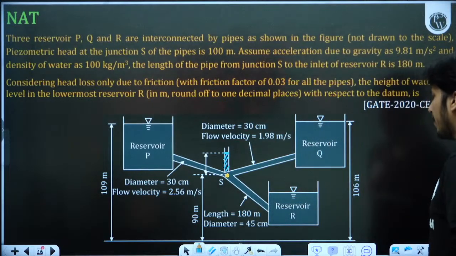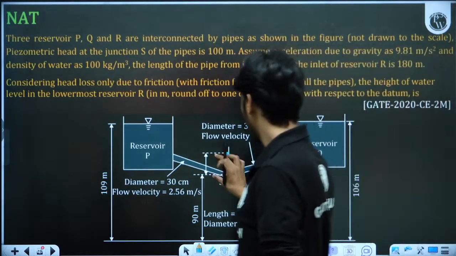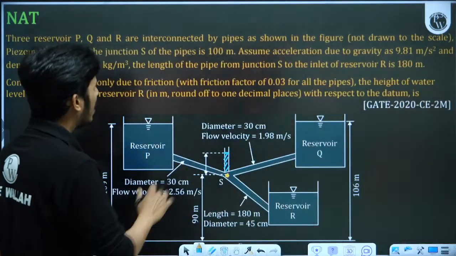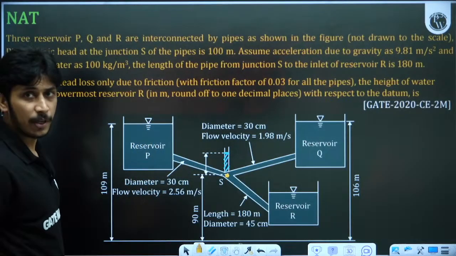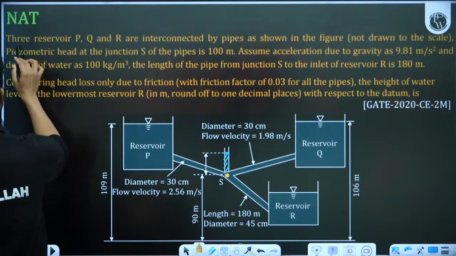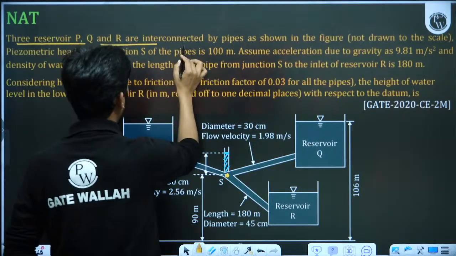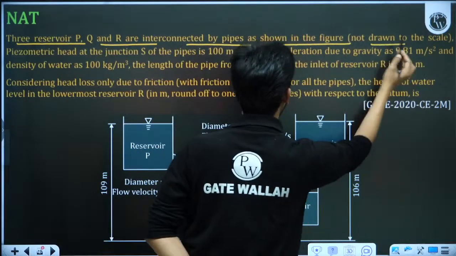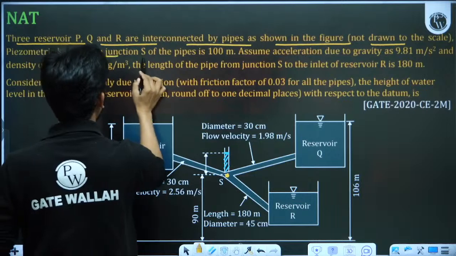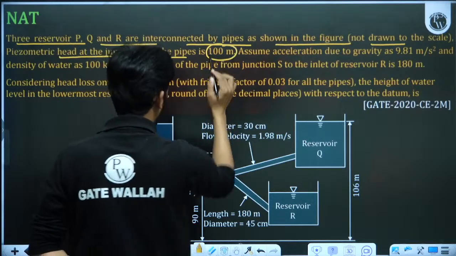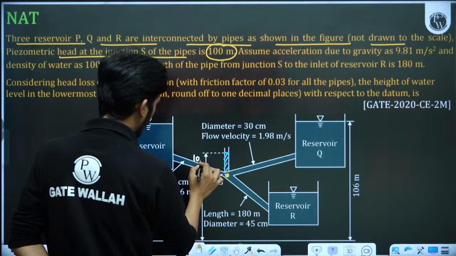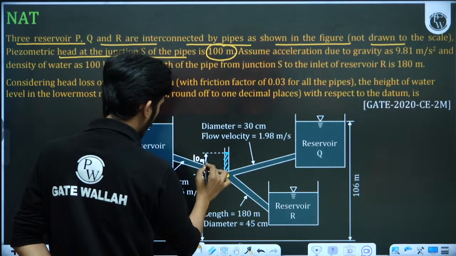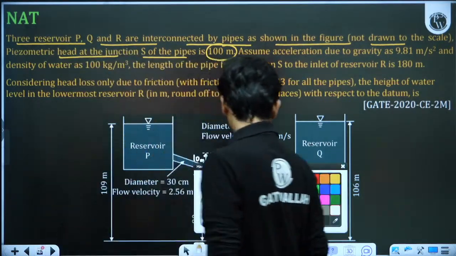Let us see whether the piezometric head is given or not, because this value is not given in the figure. Let us see in the statement. I think this much small font is visible to you. Three reservoirs P, Q and R are interconnected by a pipe as shown in the figure, not drawn to scale. Piezometric head at the junction S of the pipe is 100 meter. Okay, it is given. So this is 10 meter actually, because 90 plus 10 is 100. So piezometric head is given.